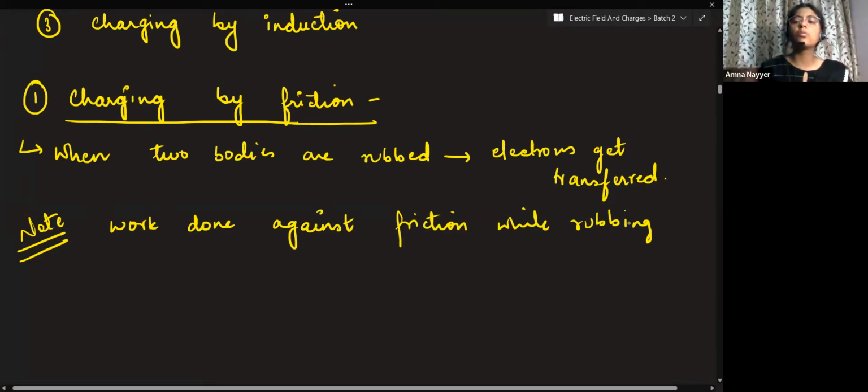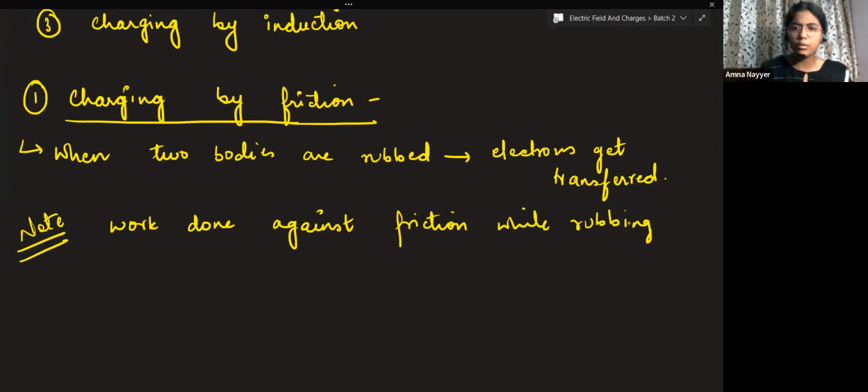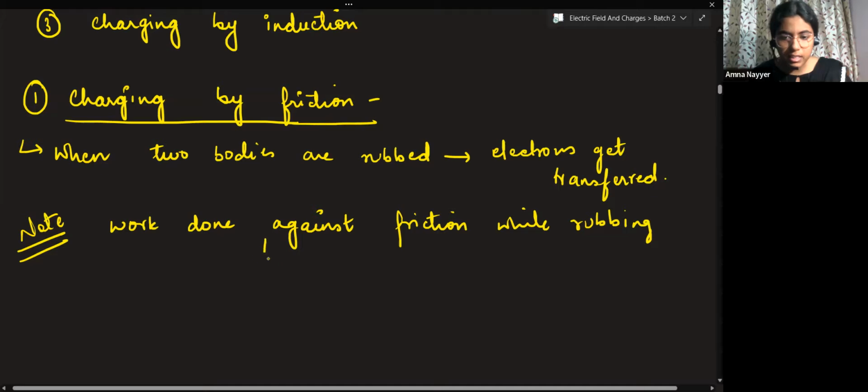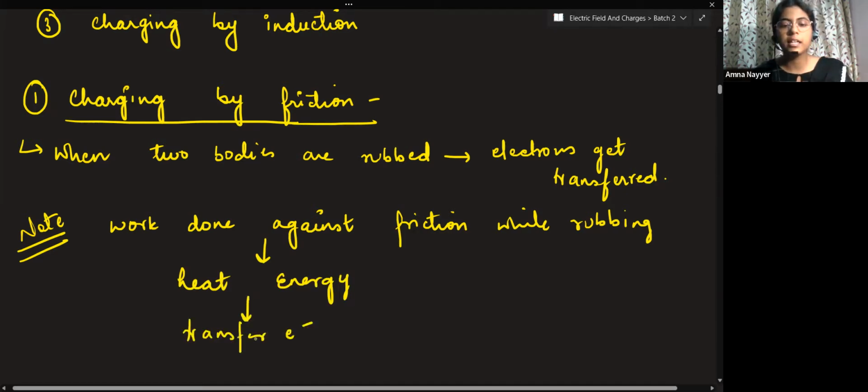As you all know, friction is what kind of force? It is a dissipative force only. So this generates heat energy, and this heat energy ultimately helps to transfer the electrons. It is this heat energy that helps to transfer the electrons.